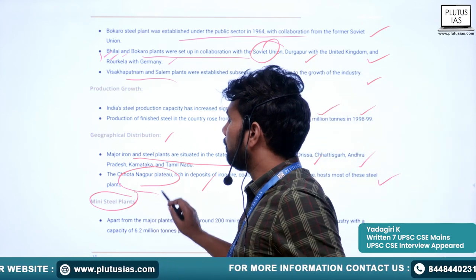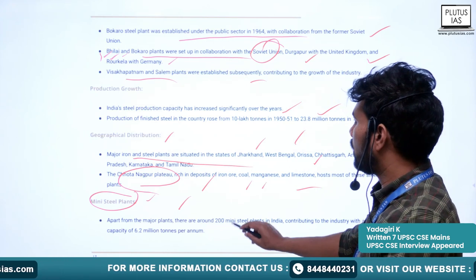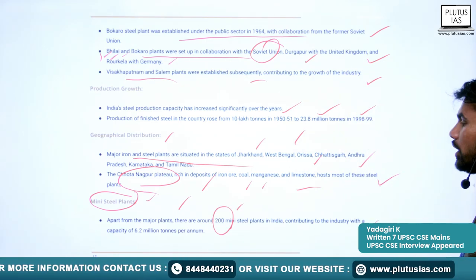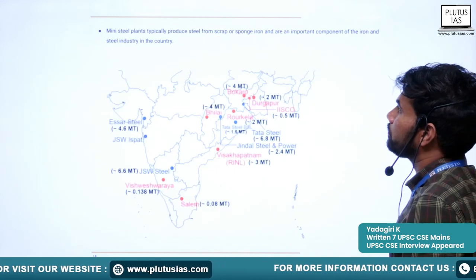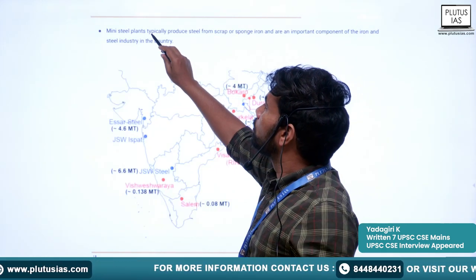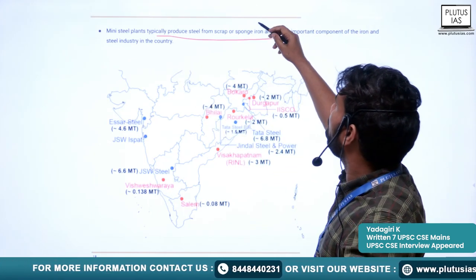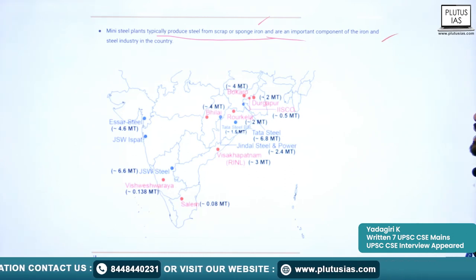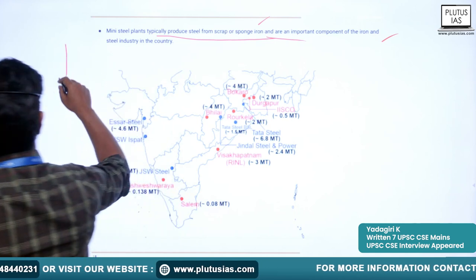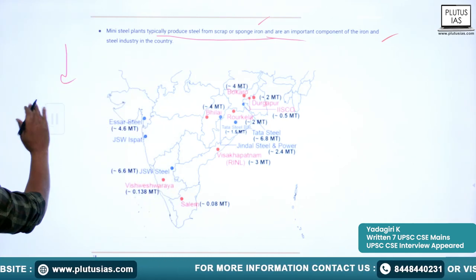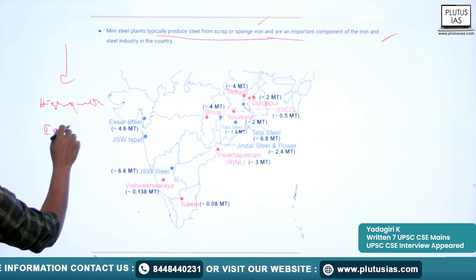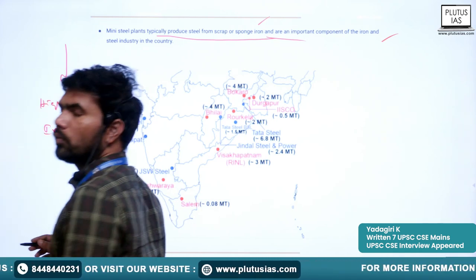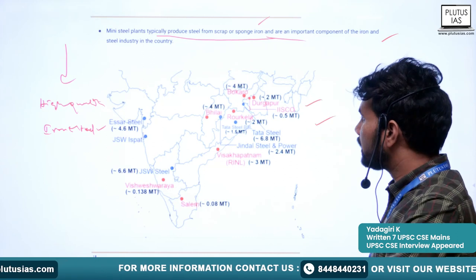Apart from that, we can also see the mini steel plants. Apart from the major plants, there are around 200 mini steel plants in India contributing to the industry with a capacity of 6.2 million tons per annum. Mini steel plants typically produce steel from scrap or sponge iron and are an important component of the iron and steel industry. However, you should understand that India is still lagging in producing high quality iron and steel. So here also we have to work and focus on the high quality production of iron and steel. Here you can see the steel plants.